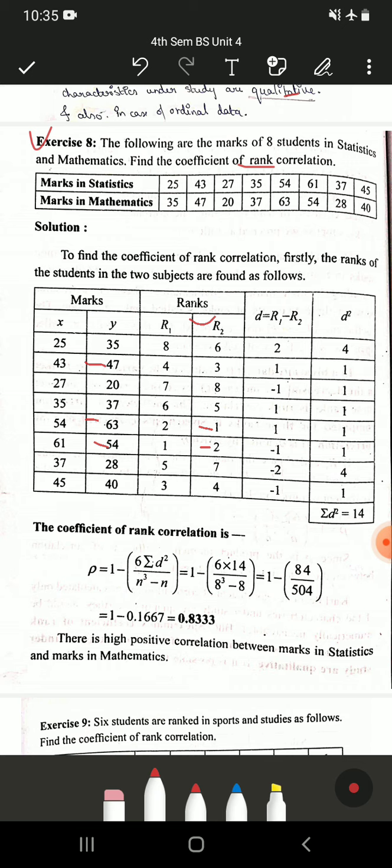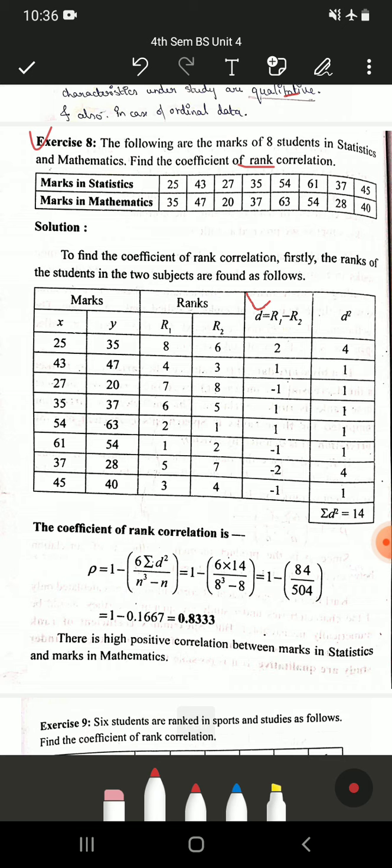Don't make mistakes. There is another situation wherein there are two equal numbers. See here there is 54, and there will be another 54. We'll see that case in the next class. So now assign ranks for Y also, so it will be R2. So we have ranks from 1 to 8 for X as well as Y. Once you get R1 and R2, the next step is to find out D. So what is D?